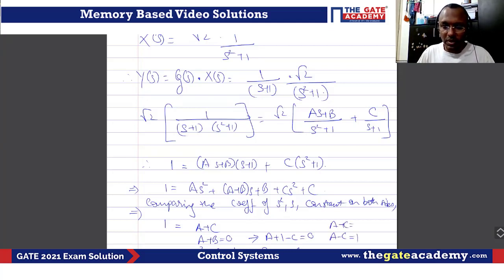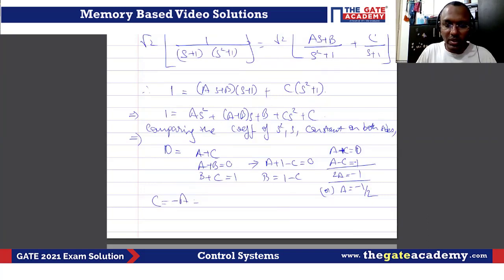Also I have a plus c is 0, sorry, a plus c is 0, right? A and c are the coefficients of s square, right? A plus c is 0. A plus c equal to 0 and a minus c is equal to minus 1. So if I simplify, what will I get? 2a equal to minus 1, or a equal to minus 1 by 2. So c is equal to minus a by this equation. C is equal to minus a, which is plus half.